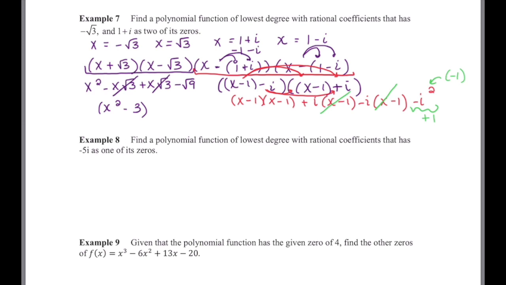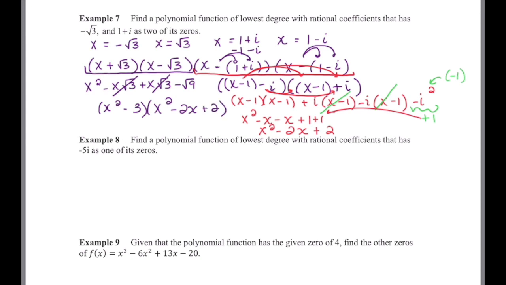Then I'm going to go ahead and distribute our x minus 1 squared, providing us with x squared minus 2x plus 1, and then plus our 1 from over here, providing us with x squared minus 2x plus 2. So x squared minus 2x plus 2.